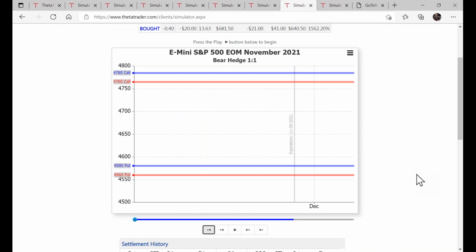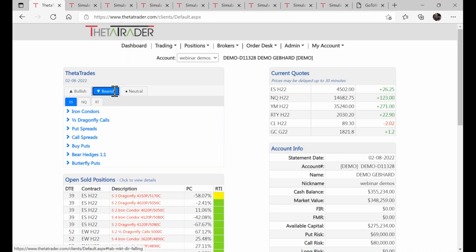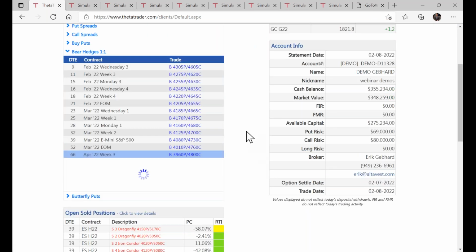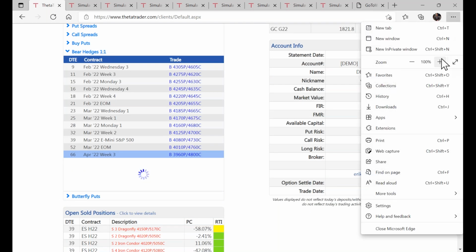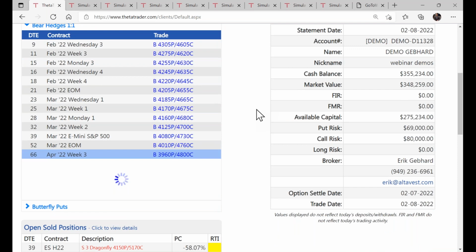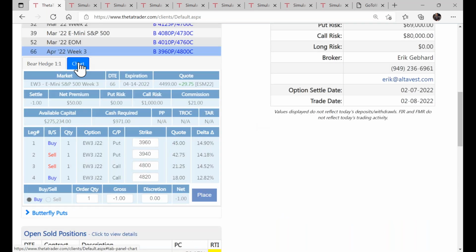Now here is the bear hedge. Remember we talked briefly about other strategies, bullish and bearish, but maybe you have a portfolio you'd like to hedge against a possible market crash. You would do something we call a bear hedge. We'll go ahead and just select one here. I'm just randomly choosing any of these. And here's what it looks like.